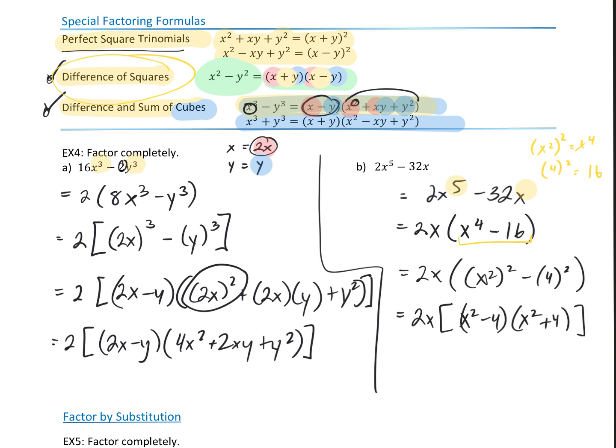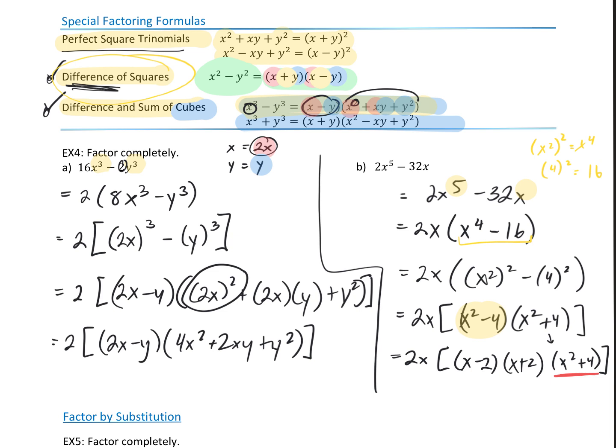Now you might be tempted to say we're done. However, be careful. Look at this binomial right here. That one is also a difference of squares. So we have to factor that too. So that one will turn out to be x minus 2 times x plus 2. Then we'll bring down this one, x squared plus 4. How come we can't factor that one? Well, we only have a difference of squares. We do not have sum of squares to factor. So we cannot factor that end term.